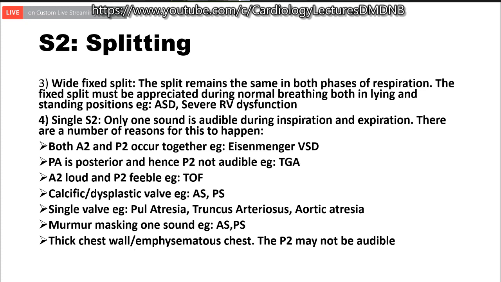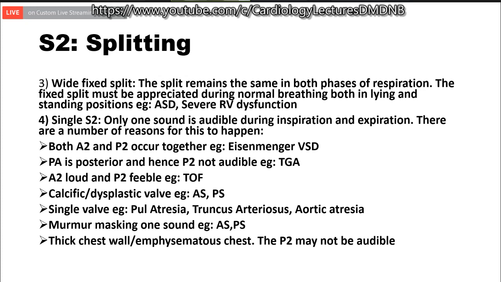Similarly, in patients with pulmonary stenosis, in patients with aortic stenosis, the pulmonary component may be masked and only the aortic component may be audible. So in severe stenosis of the aortic valve or pulmonary valve, the corresponding A2 or P2 can be masked by the murmur, and what you hear only is the delayed closure of the stenosed valve.